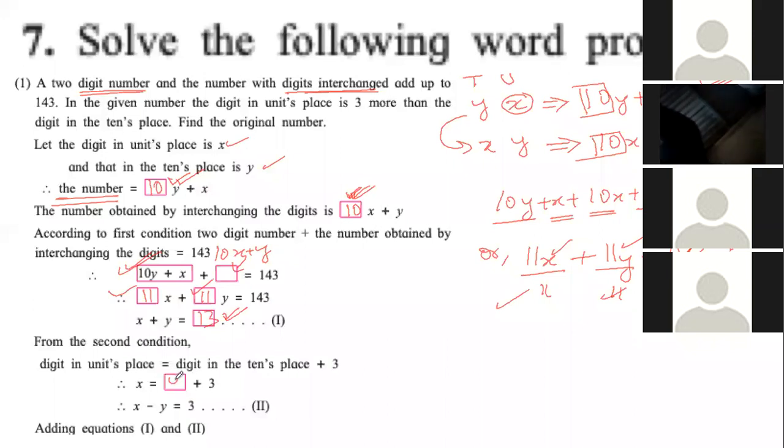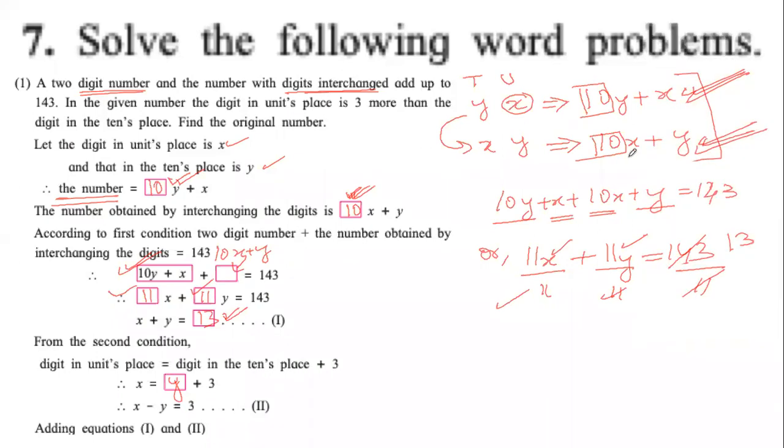Okay, she has written it in the chat box, y plus 3. x is 3 more than y. x equals y plus 3. And when we simplify this, we take the y to the left hand side. So plus y becomes minus y and x minus y equals 3. We got the second equation.